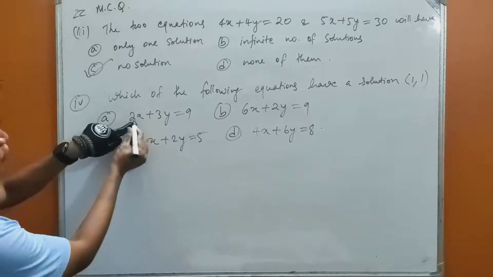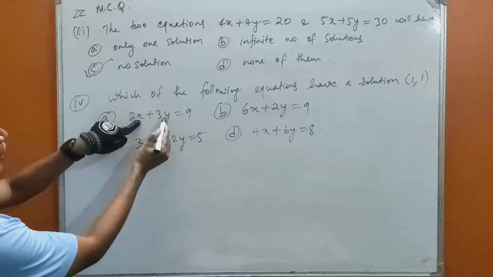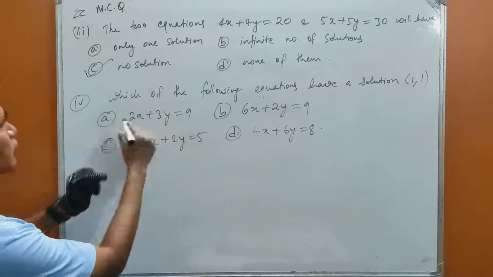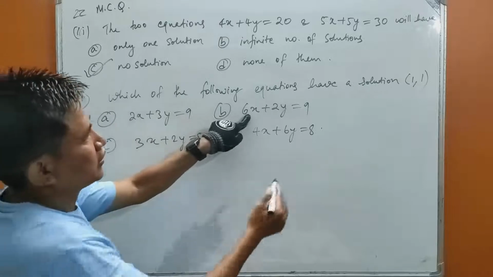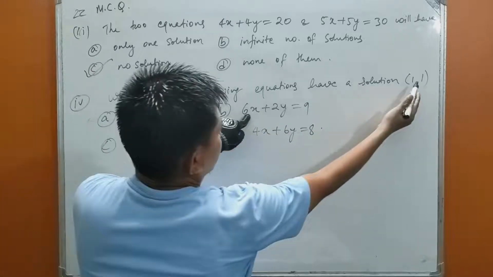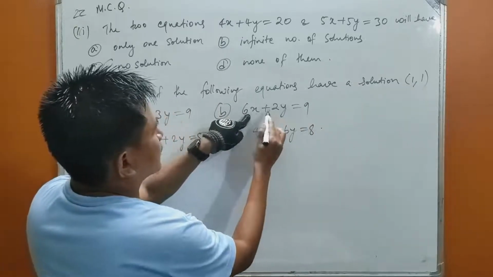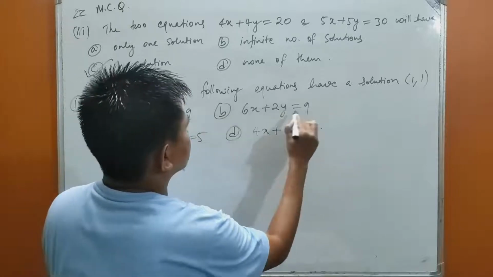Let's put here: 2 1s are 2, 3 1s are 3, 2 plus 3 is 5. This is not the answer. So let us put here: 6 1s are 6 and 2 1s are 2, 6 plus 2 is 8. This is also not the answer.